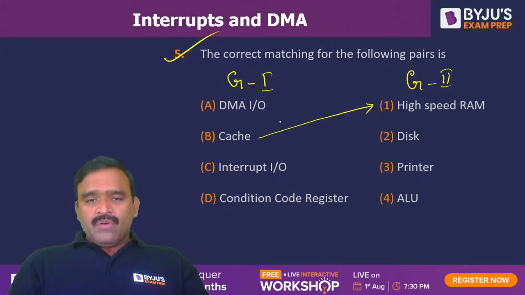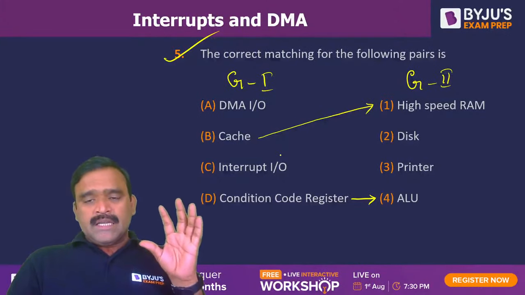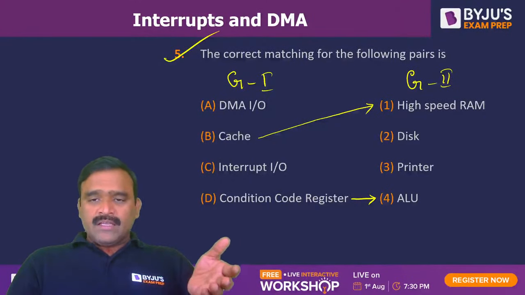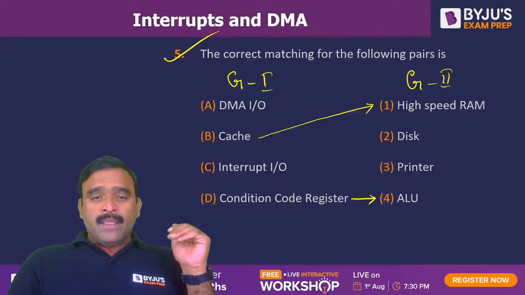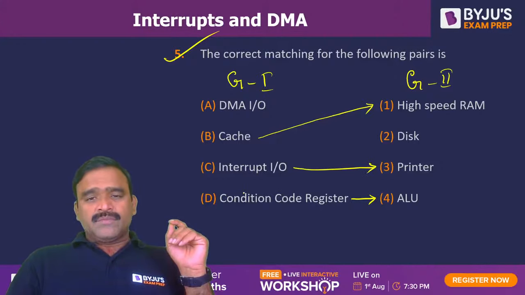And a condition code register is a special-purpose register available in the arithmetic logic unit to know the status flags like overflow occurrence, and also the sign flag and zero flag, to take some conditional decisions. DMA IO, interrupt IO. Actually, printer is interrupt IO. So C is related to 3.